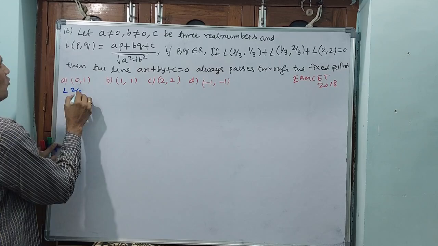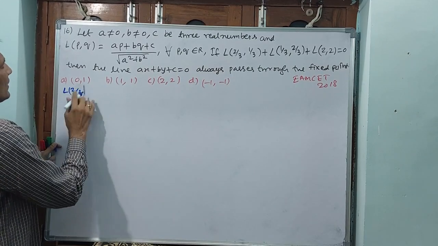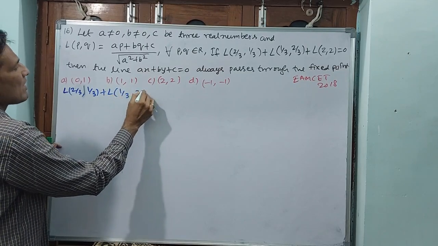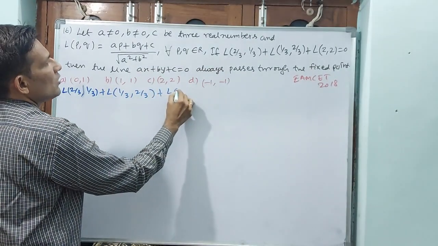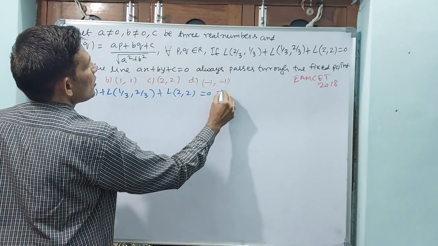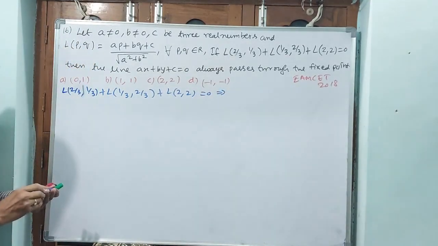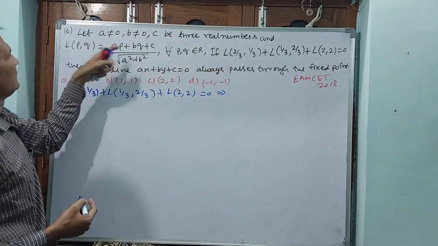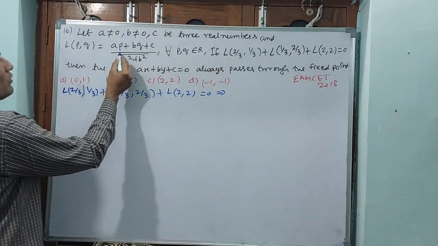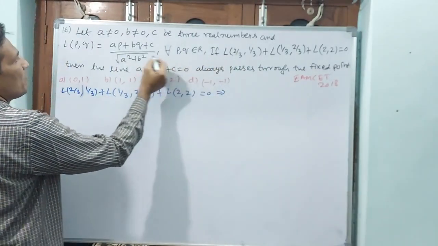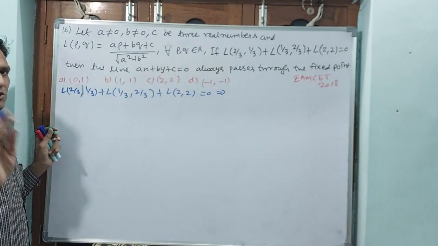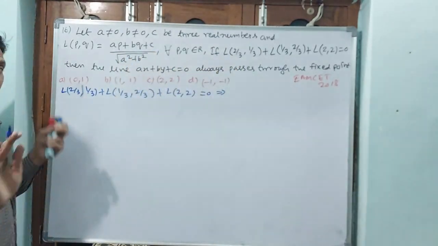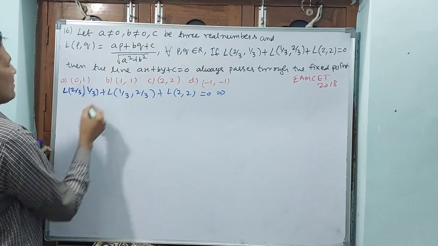L(2/3, 1/3) + L(1/3, 2/3) + L(2, 2) = 0 implies, you see what I am writing. For L(2/3, 1/3), apply the formula. Normally a, b, c are constants; here p is 2/3 and q is 1/3, and c will be like this only.